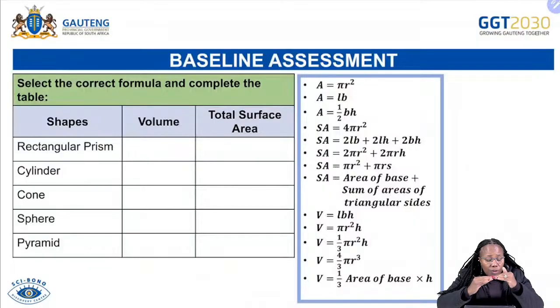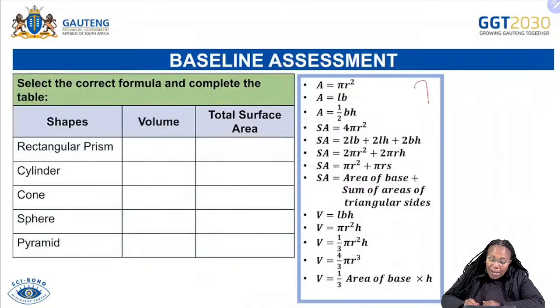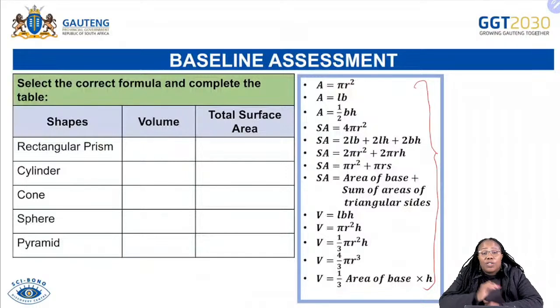So now we need to select a formula for the volume of a rectangular prism and for the total surface area of a rectangular prism. The cylinder and the total surface area, the cone and the total surface area, the sphere and its total surface, and the pyramid with its total surface. So here you have a bundle of formulas on your right hand side. Yours is just to select.